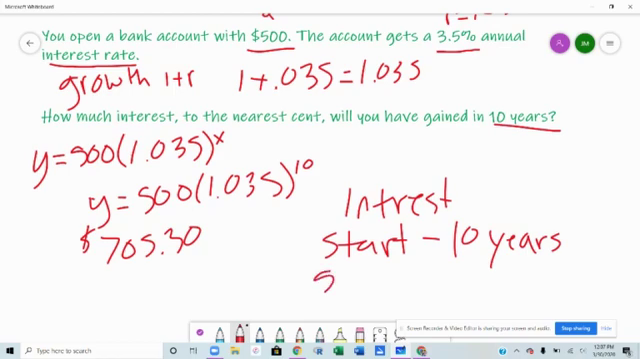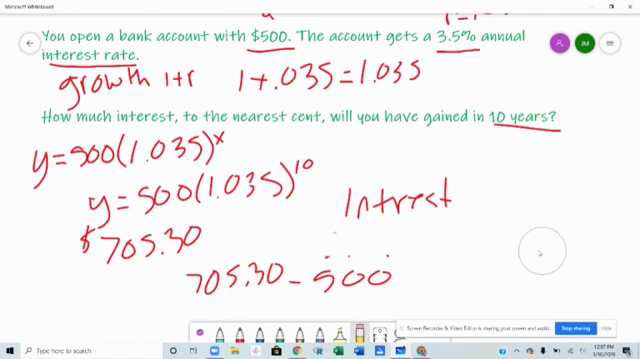So you're going to take your 500. Oops, we should have these backwards, because otherwise you're going to have negative. That doesn't make sense. So it should be 10 years minus the start. You just change that. Your interest is how much you have after 10 years minus your start.